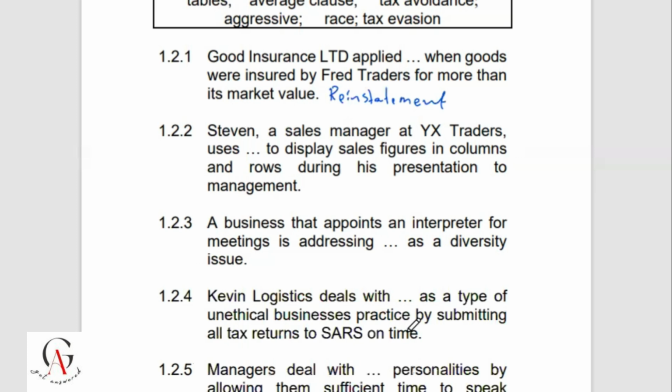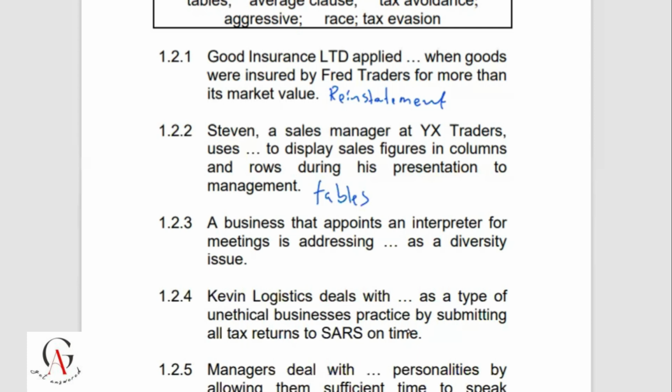Okay, right. So now let's check 1.2.2. Stephen, manager at YX Traders, uses dash to display sales figures in columns and rows during this presentation to management. So now it means that this gentleman, when he was actually administering his presentation, he made sure that he uses tables. Okay, so now appropriate answer is going to be tables.